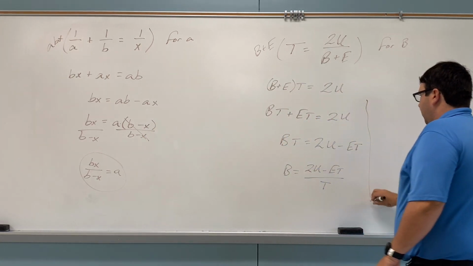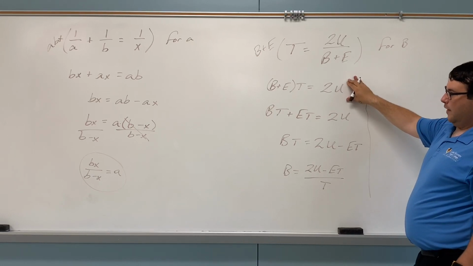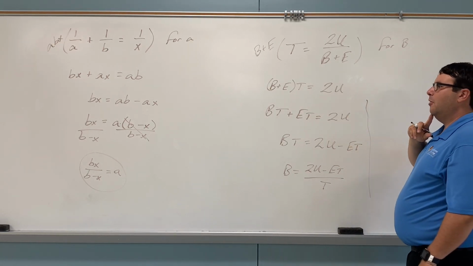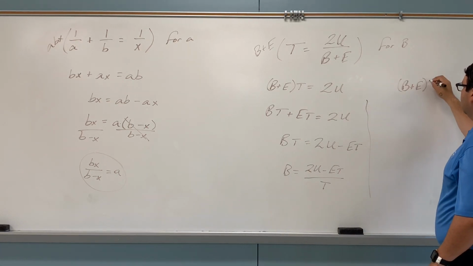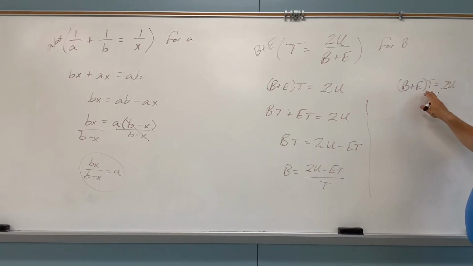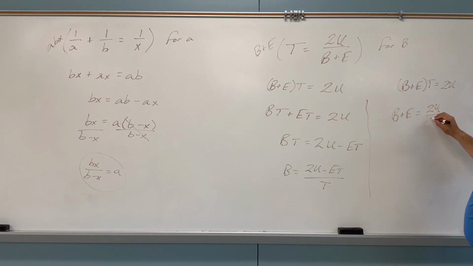But let's go back for a moment. What if I'm looking at this same exact step, and instead of distributing, what if I divided by t? How would that be any different than what I'm doing? So let's say I have the same exact step. I'm just going to rewrite it. Same exact step. I'm going to instead divide by t instead of distributing it. So dividing by t, that leaves me b plus e over here is equal to 2u divided by t. Subtract e, I have b is equal to 2u over t minus e.